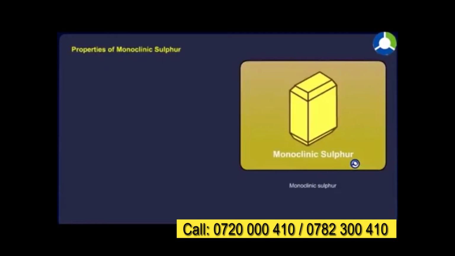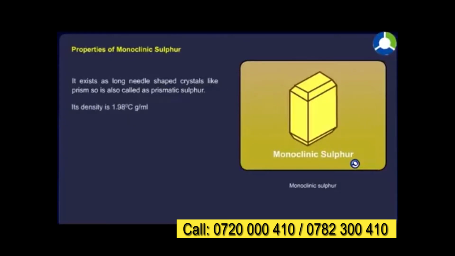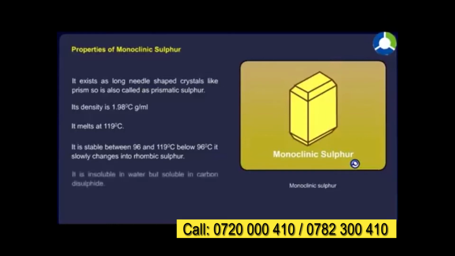Properties of monoclinic sulfur. It exists as long needle-shaped crystals like prism, so it is also called prismatic sulfur. Its density is 1.98 gram per milliliter. It melts at 119 degrees Celsius. It is stable between 96 and 119 degrees Celsius. Below 96 degrees Celsius, it slowly changes into rhombic sulfur. It is insoluble in water but soluble in carbon disulfide.